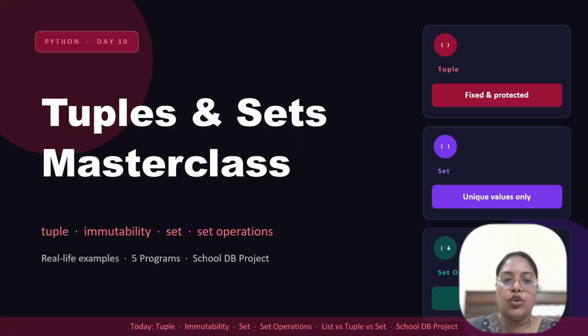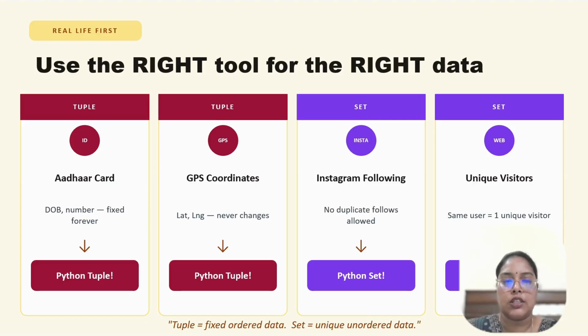Now what to do? Here I come with an idea: use tuples for data which will never change, and sets for data which should always be unique. Let's get into the video. Today we are going to master tuples and sets. Tuples are immutable. Sets are used for set operations.